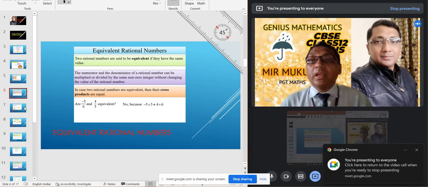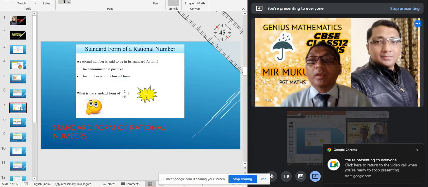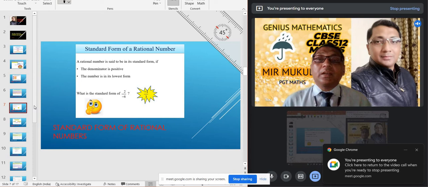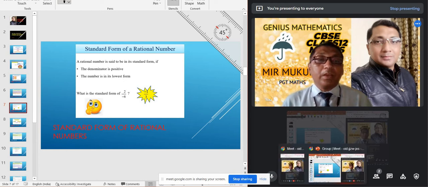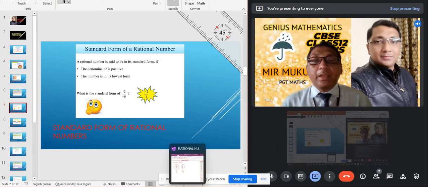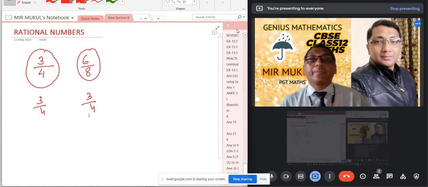Now I'm showing next slide. Now standard form of rational number. So the rational number is said to be in standard form if the denominator is positive and the number is in lowest form. Okay, that also I'm explaining. Try to understand.